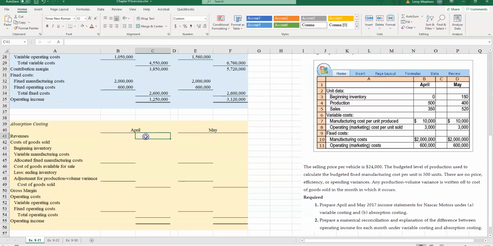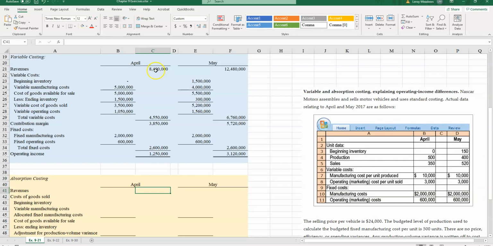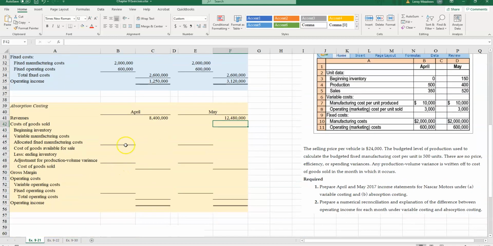And let's take a look at our revenues. Now remember, we said that no matter which costing method we're going to use, it's not going to affect revenues. Why? Because the sales price per vehicle times the number of vehicles sold is going to be the same. There's no difference between the two. So I'm just going to get the information from up here. $8,400,000, and I'm going to do that for both April and May. And we'll just go ahead and do that now. So now, let's take a look at computing our cost of goods sold.